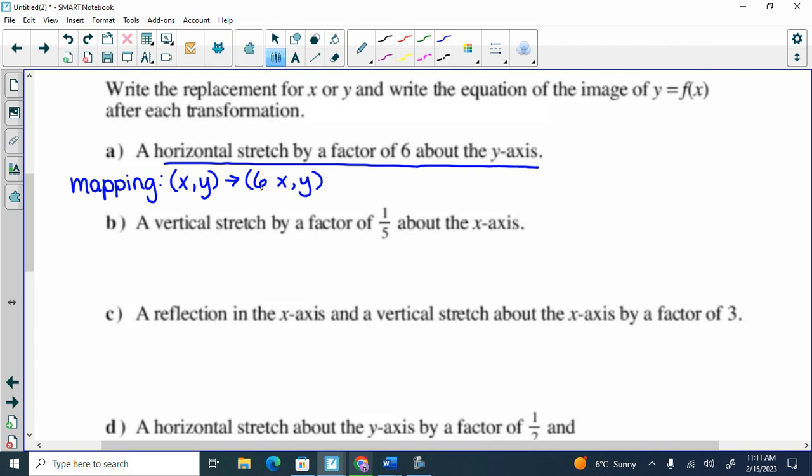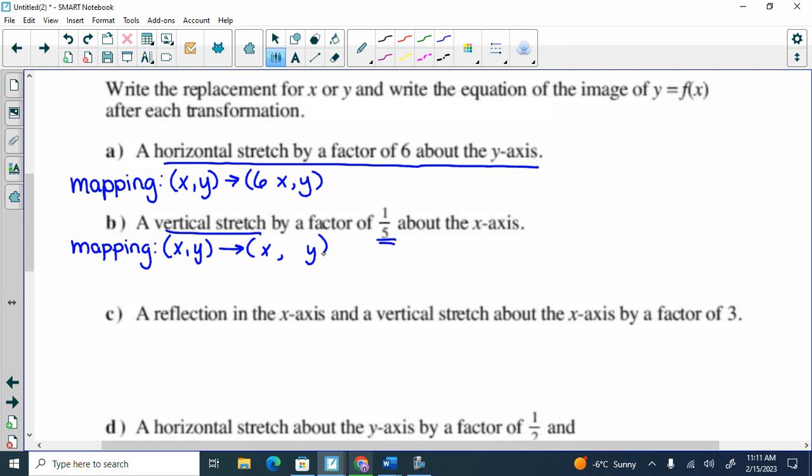You're going to learn to appreciate vertical stretches because they just always stay the same. So vertical stretch, let's do mapping. We'll come back and do equation in a second. Vertical stretch by a factor of 1/5. Does it affect my x or my y? Vertical is your y. So I'm going to get something y.